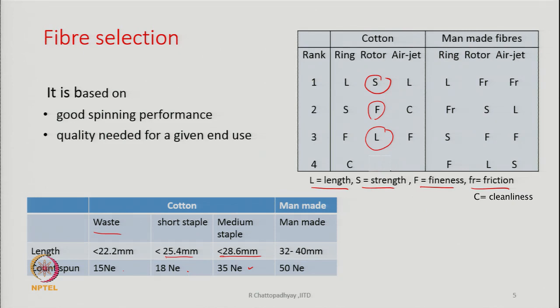For man-made fibers 30 to 40 mm fiber length can be chosen, and we can go up to 50 Ne, which is a very fine count. We can make 36 Ne, we can make somewhere in the 30s. It is possible to spin with 32 to 40 mm fiber, because in the case of man-made fiber, if you choose a length of 32 or 38 or 40, almost all the fibers will be of the same length, there are no short fibers in it. Whereas for cotton, this is not going to be true.